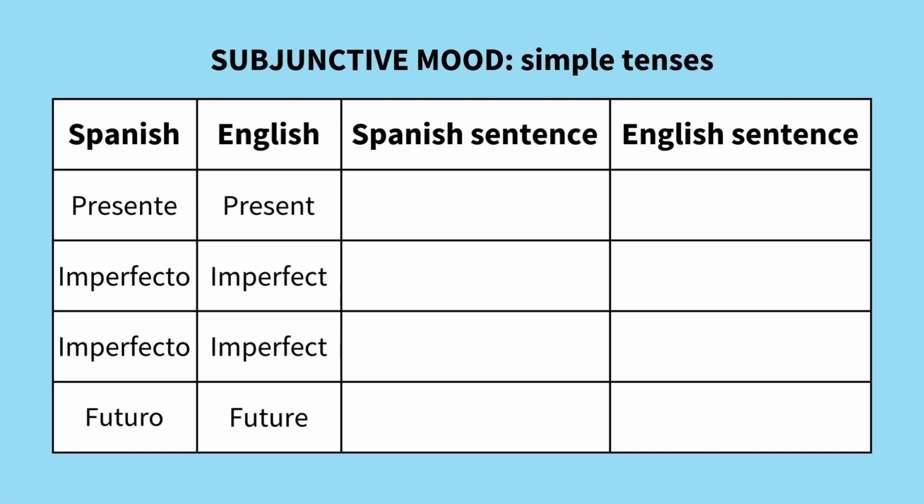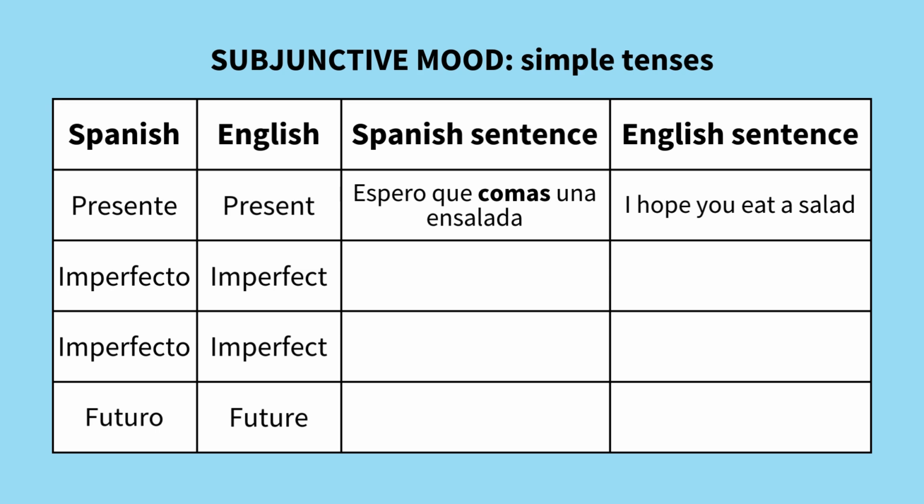So with the subjunctive mood, we usually start out the sentence with the wish, the desire, the thought, the hope. So in this case, we're going to use espero que, I hope. Espero que comas, I hope you eat. Espero que comas una ensalada. I hope you eat a salad.